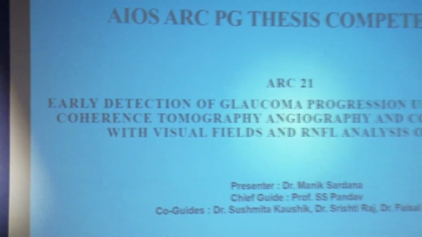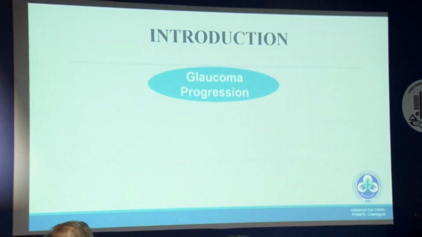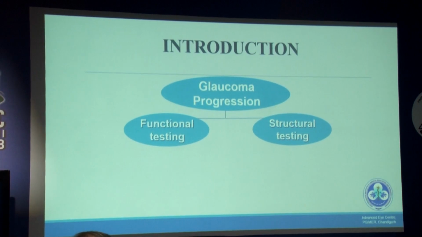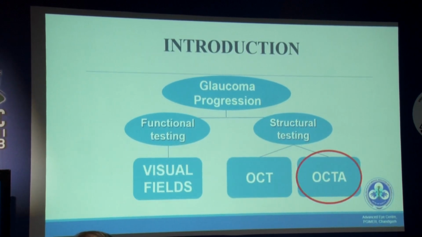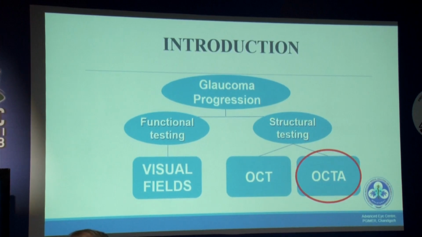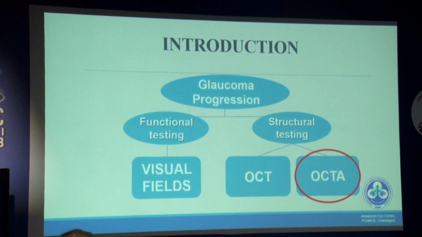Sorry, we'll start again. So the title of my thesis was Early Detection of Glaucoma Progression using Optical Coherence Tomography Angiography and comparing it with visual fields and RNFL analysis on OCT. So glaucoma progression can be computed via functional or structural testing. Functional testing is done with the help of visual fields. Structural testing is done with the help of OCT. And OCT angiography is a new upcoming modality for structural testing.